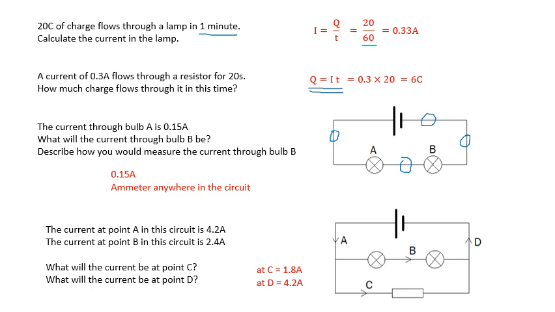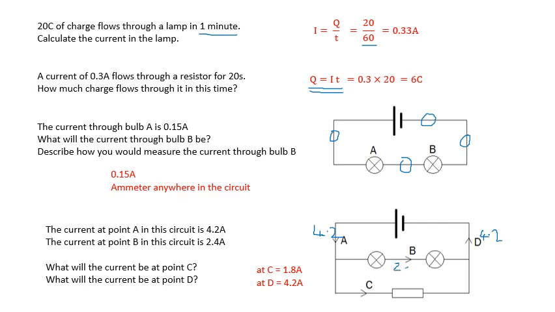Then the last one, the current at point A is 4.2. So if that's 4.2, then that must be 4.2, because the total current is the same. So that's 4.2 as well. Now, the current at point B is 2.4, so that's 2.4.